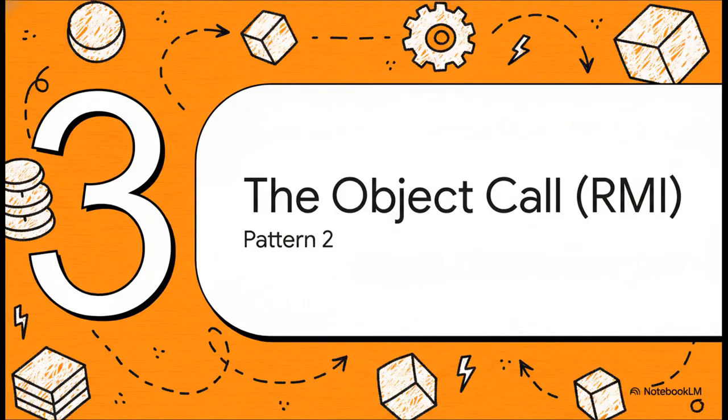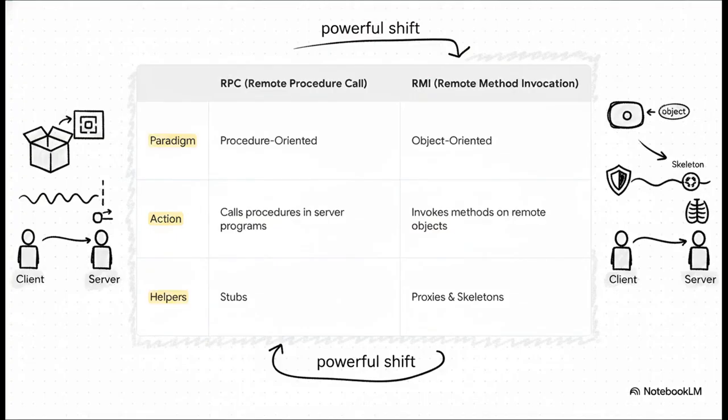All right, on to our second pattern. Now we're going to see how this idea evolves a bit. We're stepping into the world of objects with something called remote method invocation, or RMI. You can pretty much think of it as RPC's more modern, object-oriented cousin. Yeah, this really gets straight to the point. With RPC, you're calling these standalone procedures. But with RMI, you're invoking methods on remote objects.